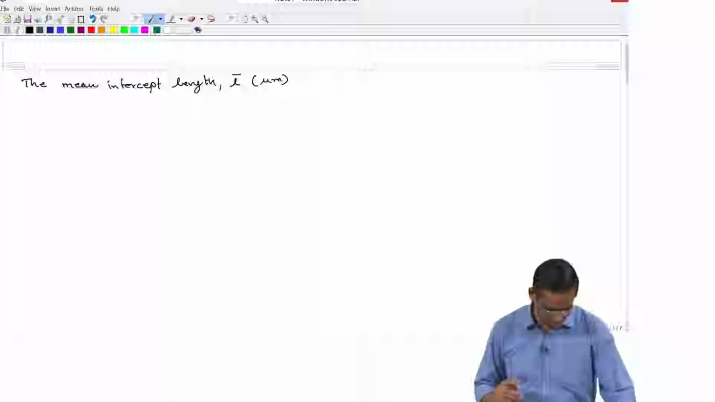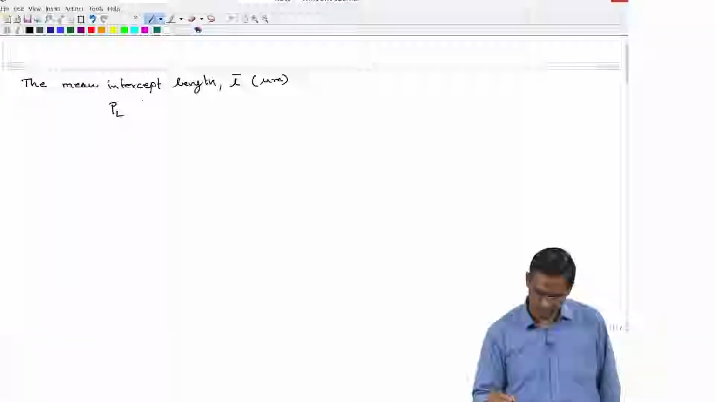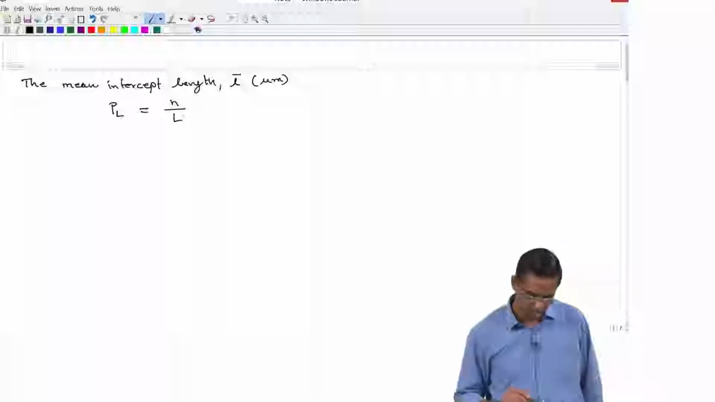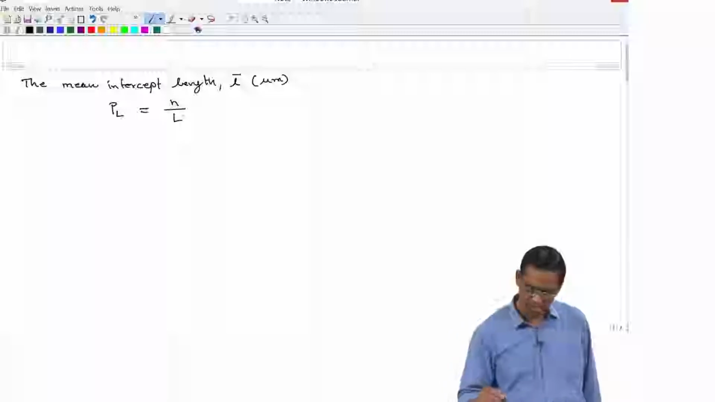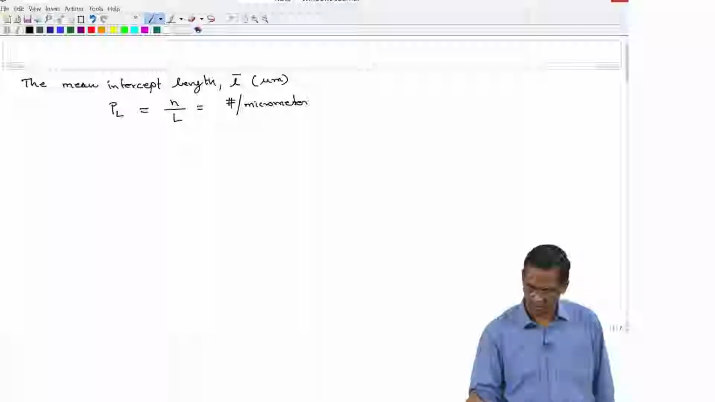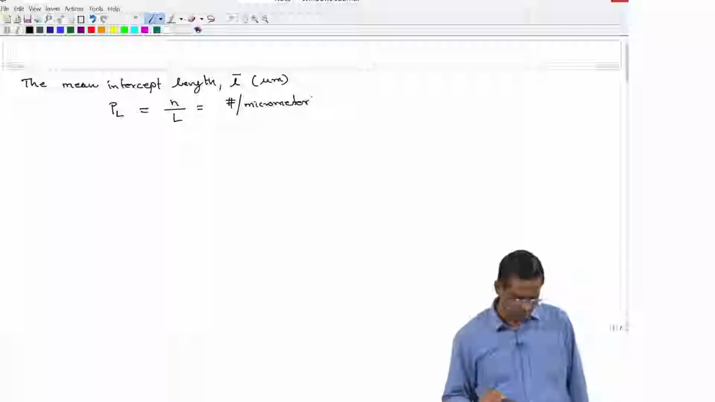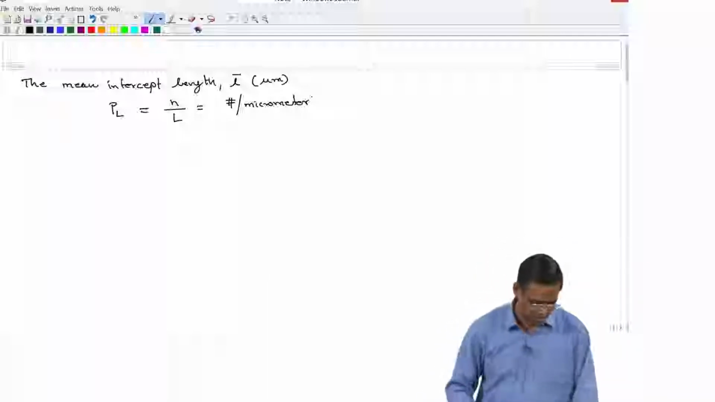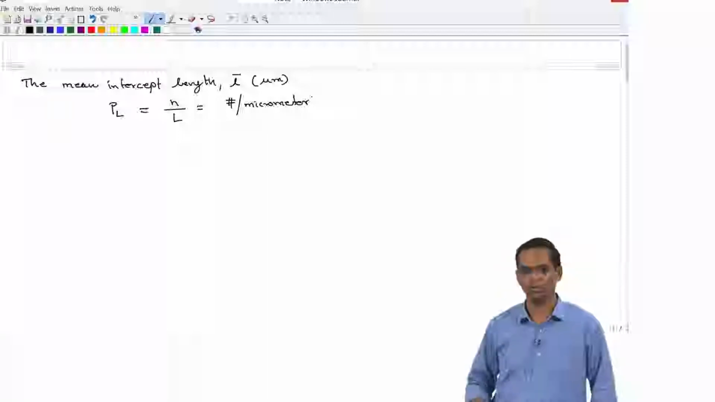So, what we need to do is calculate PL, which is nothing but the number of intersections per micrometer. How do we perform this? How to calculate this? This is what I am going to demonstrate. So, let us now go to this microstructure.